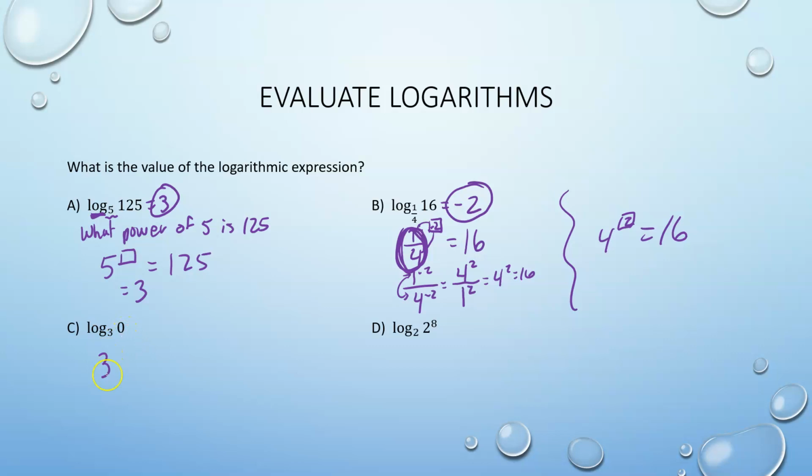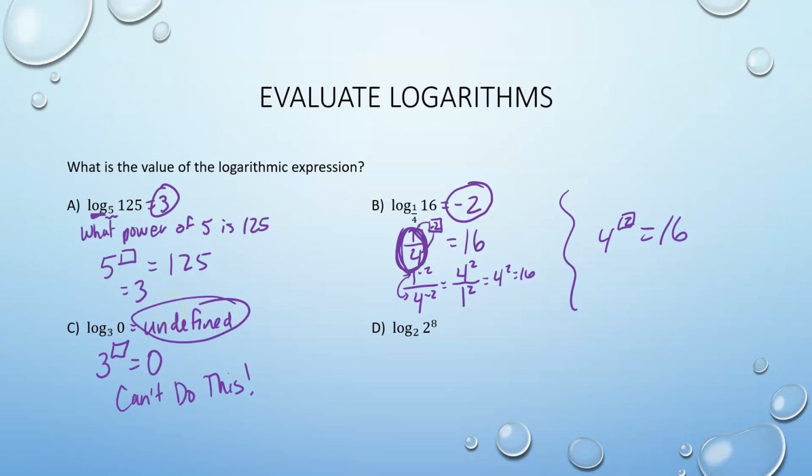Okay, next one, log base 3 of 0. Okay, so I'm saying what power of 3 is 0? Can I multiply 3 by itself and ever end up with 0? No way, that makes no sense. Okay, I can't do this. You're going to end up with log problems that you can't do. Those answers will be undefined. It's not possible. Okay, and in math, if it's not possible, it's undefined.